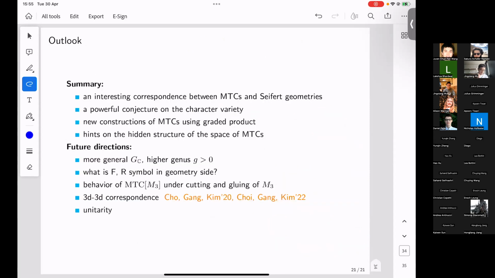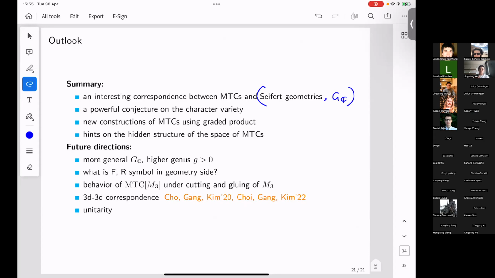Okay, thank you for the questions. So let me summarize what I've said so far. I'm trying to convince you that there is an interesting correspondence between MTCs and Seifert geometries, together with a choice of a complexified gauge group. And you can easily infer many powerful new theorems from this if the correspondence is correct.